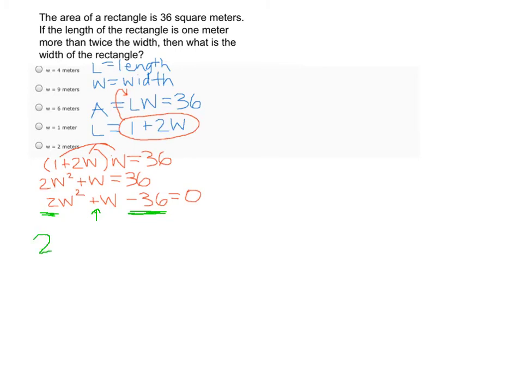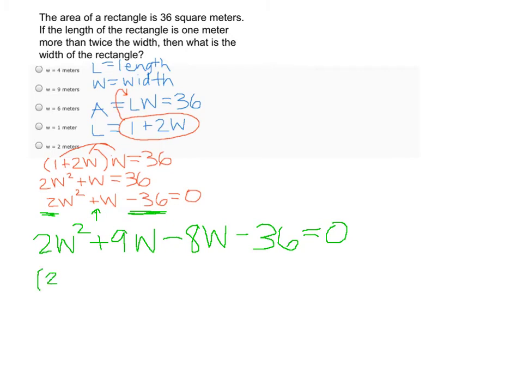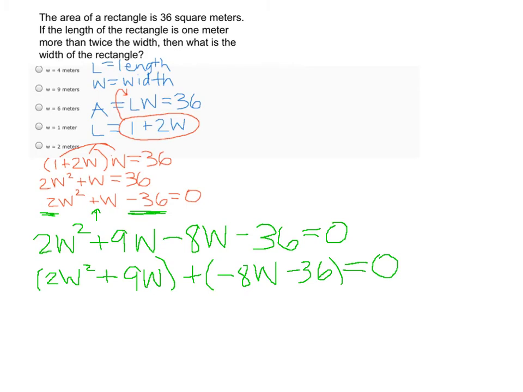So we want to rewrite the equation, not changing it, but using those factors that we found. So 2w squared plus 9w minus 8w minus 36 equals 0. Notice that the equation didn't change at all. It is still an equivalent problem. And so now we want to do our grouping of 2w squared plus 9w plus a negative 8w minus 36. And that still equals 0.